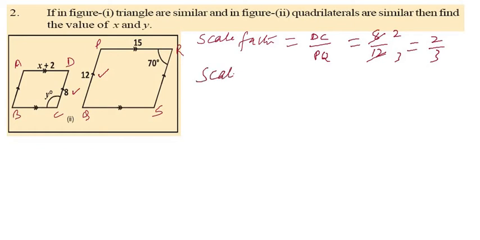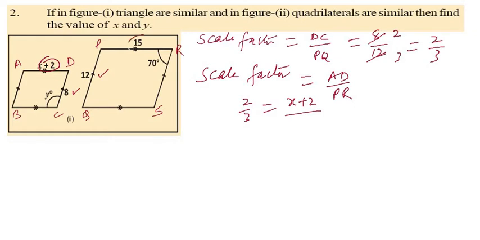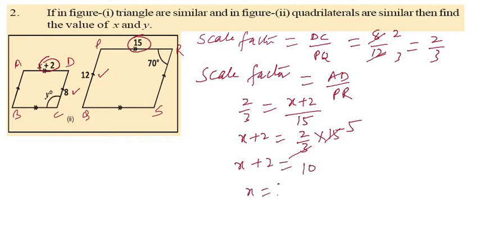Once again find the scale factor. So what will it be? It is AD upon PR. Now put the value. The scale factor is 2 by 3. AD is given as x plus 2. So you have to write here x plus 2 divided by PR. PR is given as 15. Now x plus 2 will be equal to 2 by 3 into 15. So 3 ones are 3 and 3 fives are 15. So x plus 2 will be equal to 5 twos are 10. So x plus 2 will be equal to 10. So x will be equal to 10 minus 2. So x equals 8.